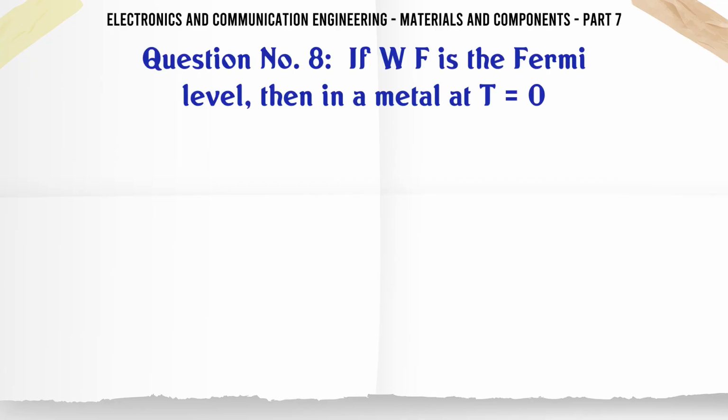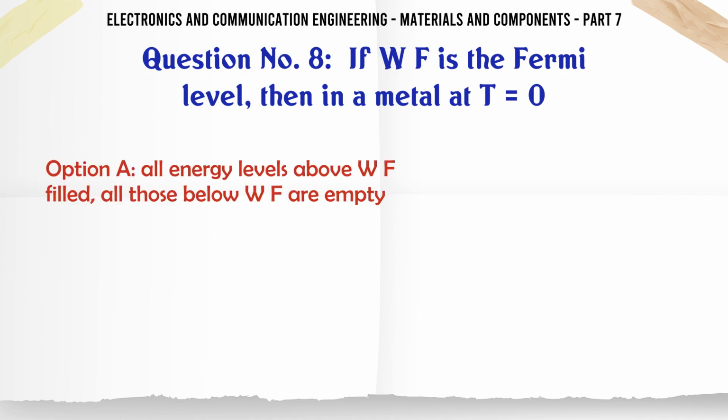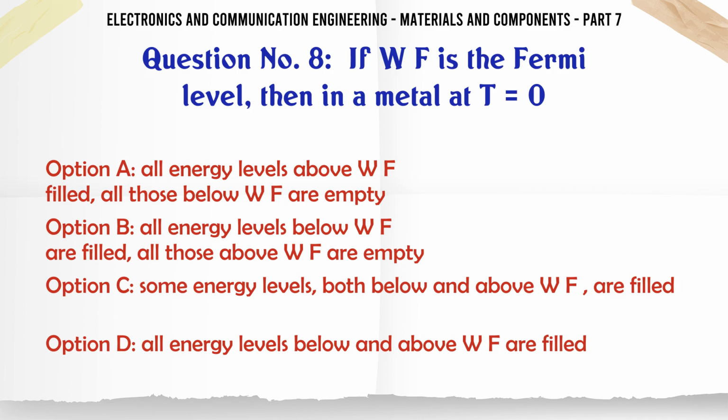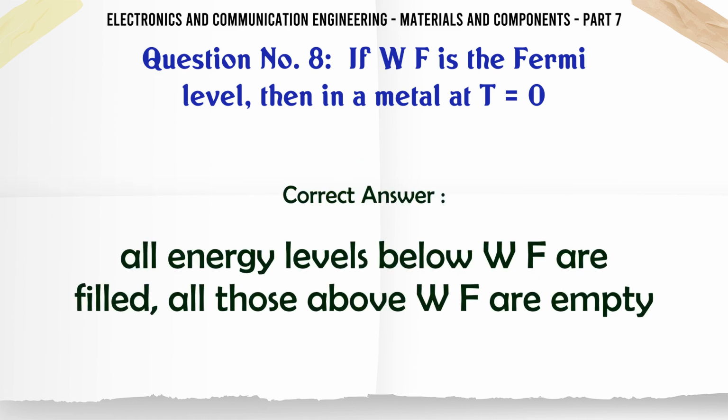If Wf is the Fermi level, then in a metal at T = 0, A. all energy levels above Wf are filled, all those below Wf are empty. B. all energy levels below Wf are filled, all those above Wf are empty. C. some energy levels both below and above Wf are filled. D. all energy levels below and above Wf are filled. The correct answer is all energy levels below Wf are filled, all those above Wf are empty.